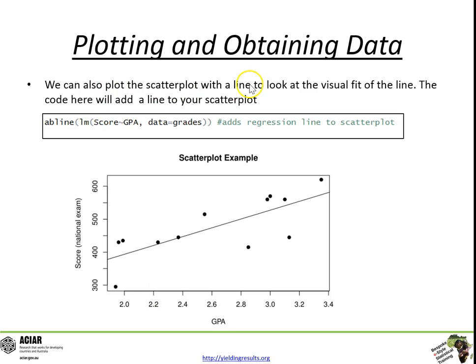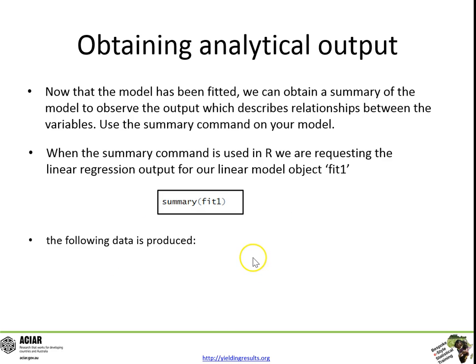We can also plot the scatter plot for a line, and what I've done here is I've said put an abline on my linear model. So I'm using that linear model, and I've put brackets around it, and I've asked to do a regression line. This adds the regression line to the scatter plot, and that's the result.